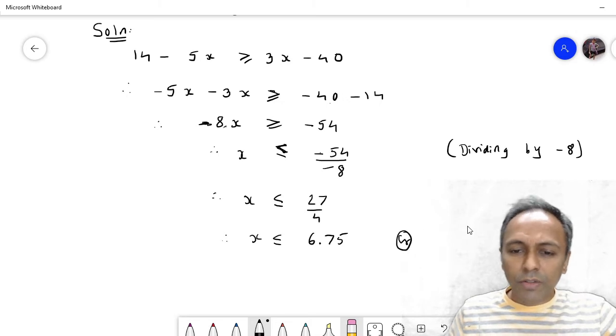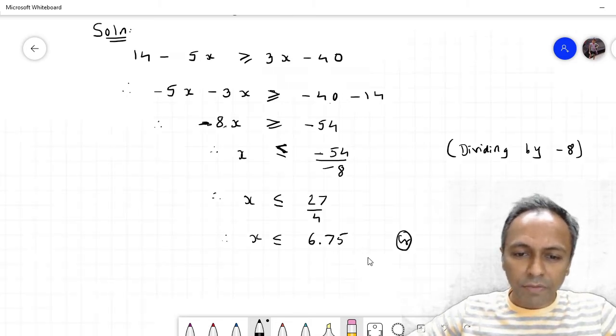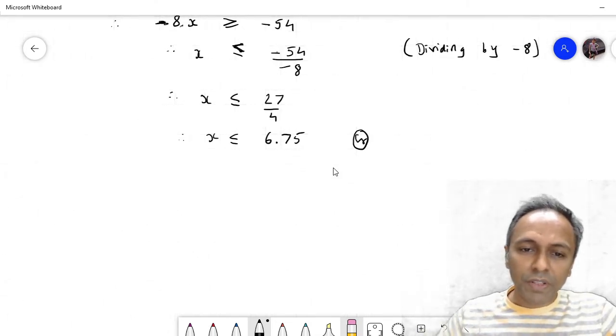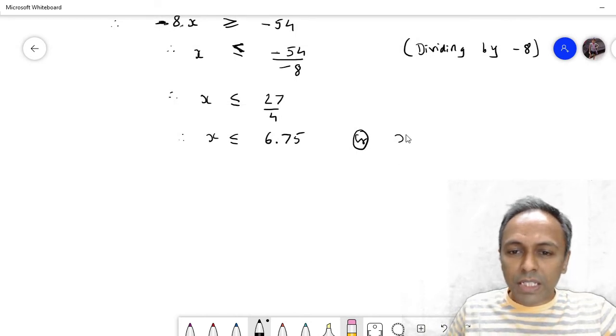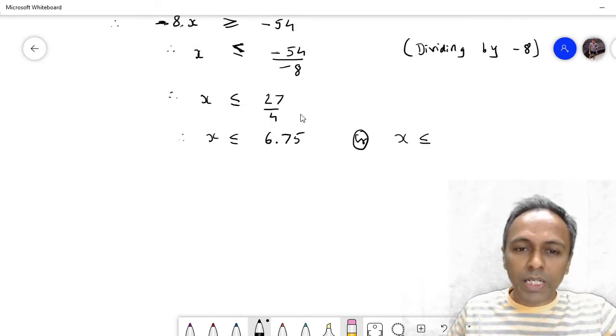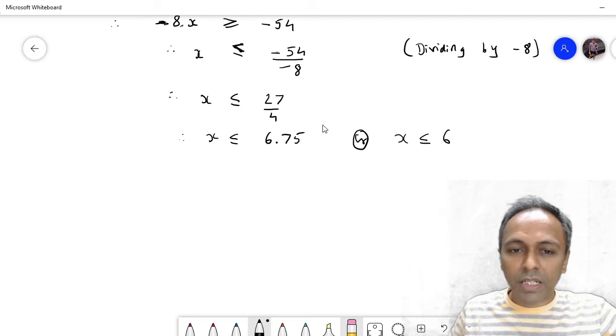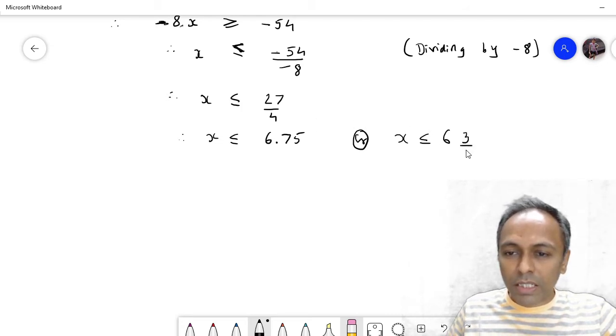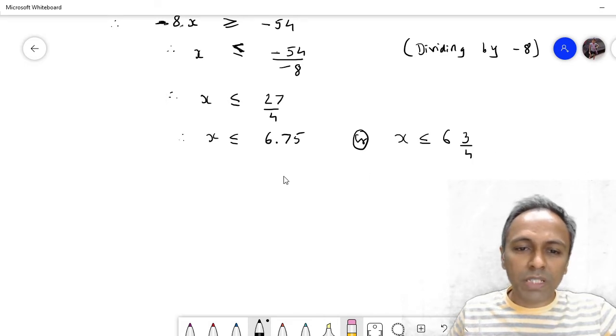Alternatively, if not 6.75, you can even write this as x is less than or equal to 27 upon 4, which is 6, remainder 3, so 6 3 upon 4. Both ways are correct, you can write by any one way.